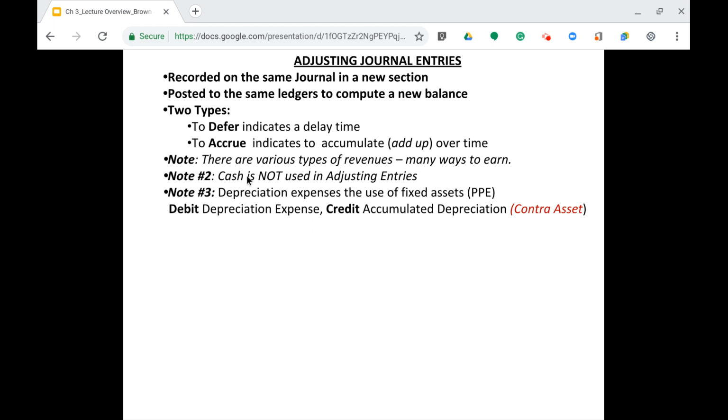Note number 2, cash is not a part of adjusting entries.